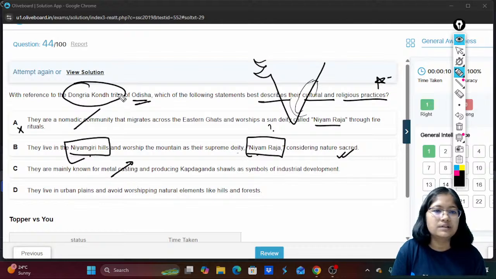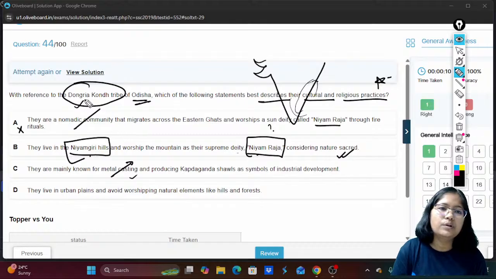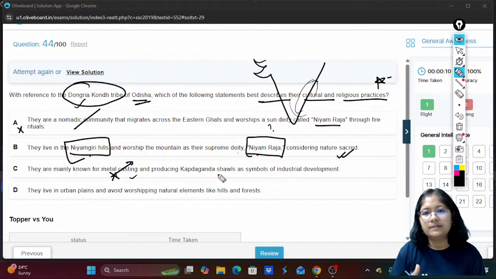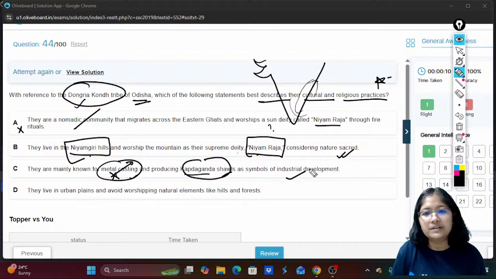It is not associated with the indigenous tribe, and many times the reason being, see, at a later phase these things came up, right? So Dongriya Kond tribe, we will eliminate this. Again, these trends you will see, and by doing mocks you also get an understanding. Then producing Kabdaganda shawls, so metal casting and production of salts as a symbol of industrial development.